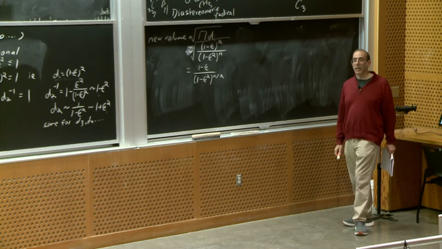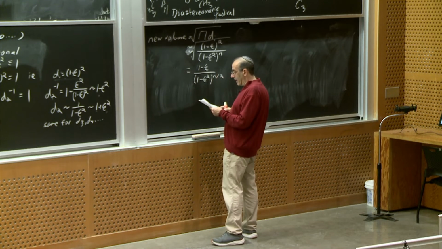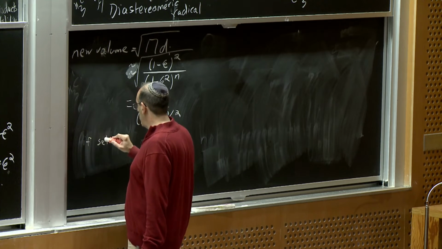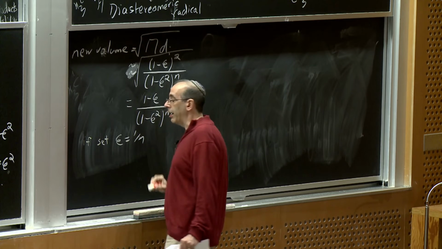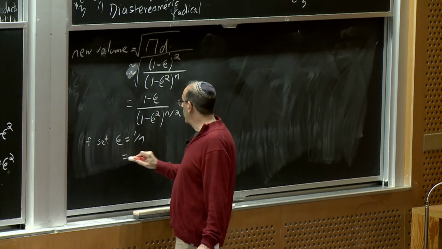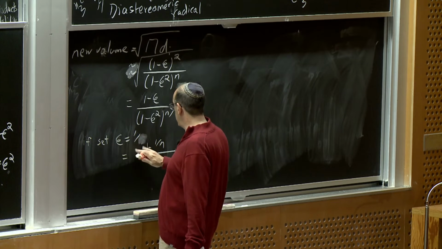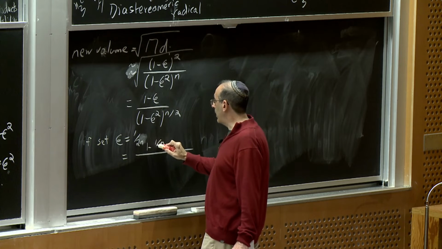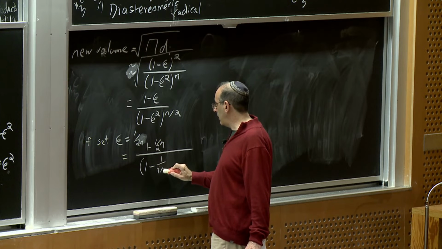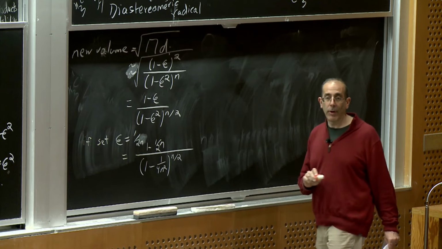Well, it turns out that depends on epsilon. So if we define epsilon to be equal to, say, 1 over n, okay, then what we get is 1 minus 1 over n divide, let me make it 1 over 2n. What we get is 1 minus 1 over 2n times 1 minus 1 over 4n squared, all to the n over 2 power, right?